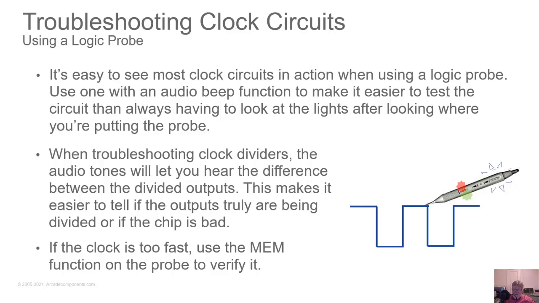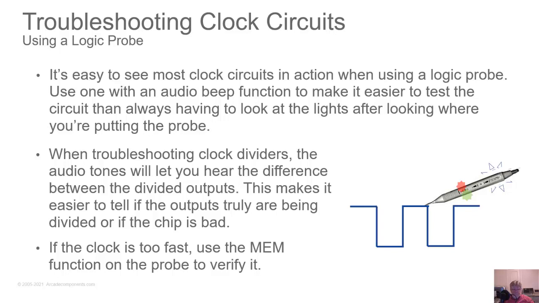Now, when you're dealing with a logic probe and you're looking at your master clock, most of them only go up to 25 megahertz. So if you go beyond that, it may be that the clock is too fast for the lights to show. So you would hit the MEM function, and if the light lights up, then you know the clock is oscillating.